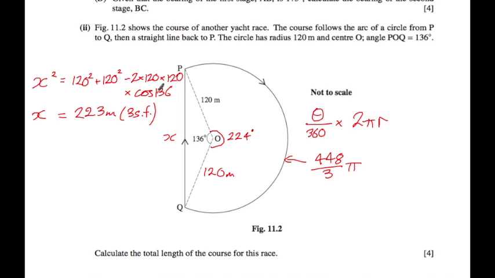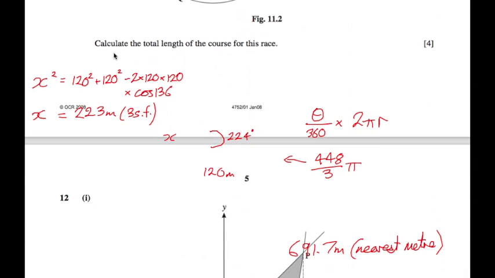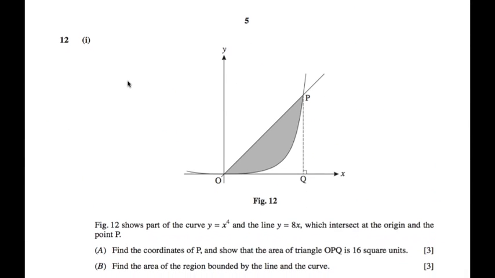So in total, I'm going to add on to my exact answer in my calculator, 448 over 3 pi, and that gives me 691.7 metres to the nearest metre. So I've managed to do all of that never having to round at all. Some of the answers I've written down are rounded, but you should be able to enter that all in your calculator without having to round anything. Okay, so that's the end of 11.